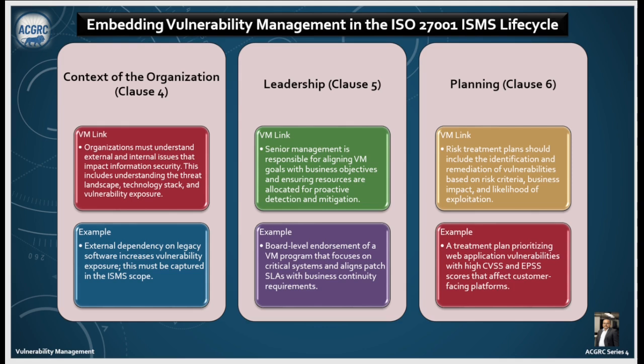Let's now look at the second pillar, leadership, or clause 5. Now, what is clause 5 all about? Well, clause 5 of ISO 27001 focuses on leadership roles in building a strong information security program. In simple terms, it means top management must lead by example, support the information security effort, and make sure everyone knows it's important.